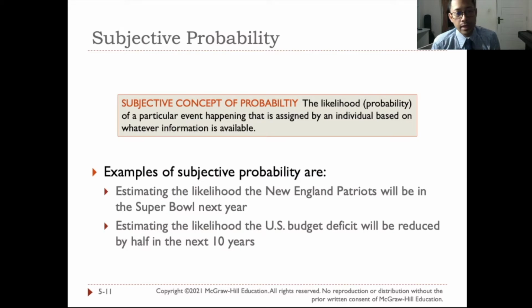The last concept is the subjective probability. The subjective concept of probability is the likelihood of a particular event happening that is assigned by an individual based on whatever information is available. Suppose that you and I are making a prediction on the weather, just based on observations. My subjective probability on the chance of rain could be different from your subjective probability on the chance of rain. It really depends on what information is available to me, and what information is available to you.